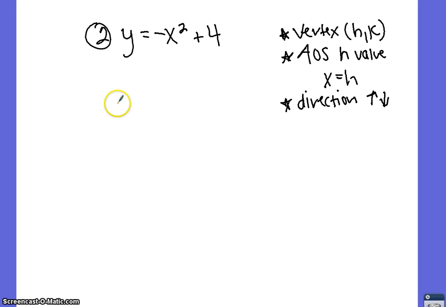If you notice, when I look at my equation, I actually don't have an h term. So here's how I work problem 2. I have y equals, I'm going to factor out my negative. I have x. Since there is no h term, I'm just going to leave it as a 0. And then I have my plus 4.